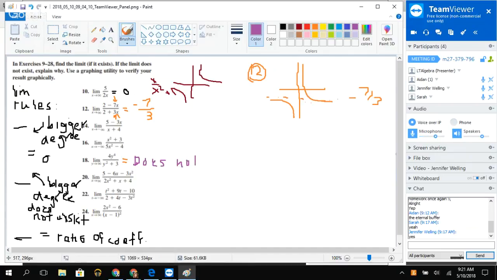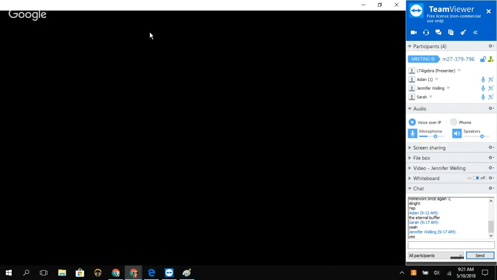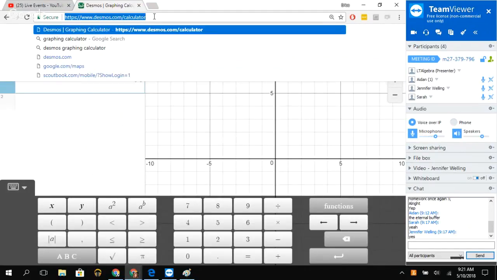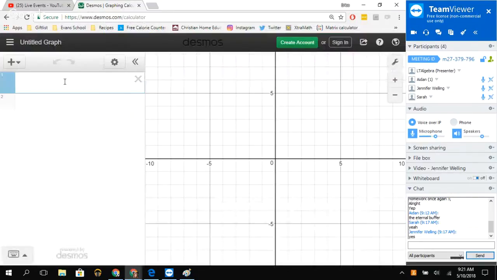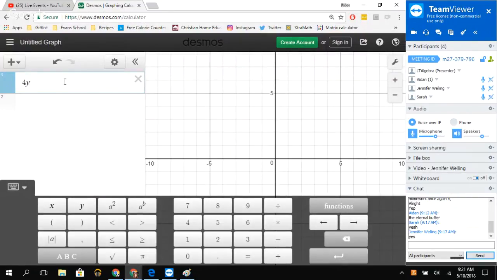Does not exist. And that's just because if you graph this, right? If we look at this again, I don't think Desmos is going to do it for me, but oh, there you are, Desmos. Okay, so if we look at this, 4y to the 4th power divided by y squared plus 3. No, let's actually do x. And maybe, there we go.